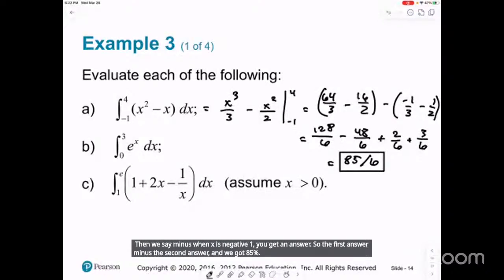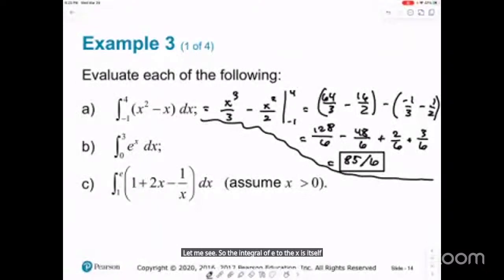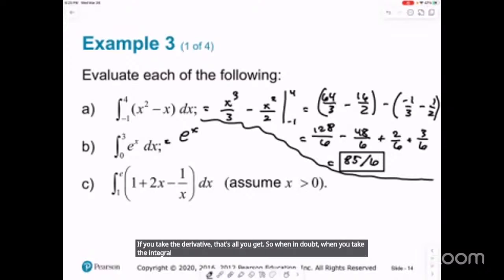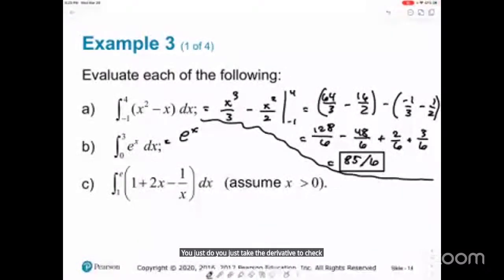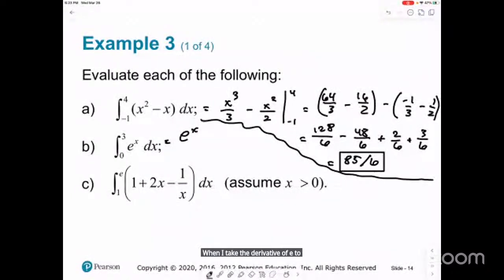Okay, let's give part B a go. So I'll just divvy it up like that. So the integral of e to the x is itself, right? So that should be e to the x. If you take the derivative, that's all you get. So when in doubt, when you take the integral and you get a result, you just take the derivative to check. When I take the derivative of e to the x, I get e to the x. So we're good to go.